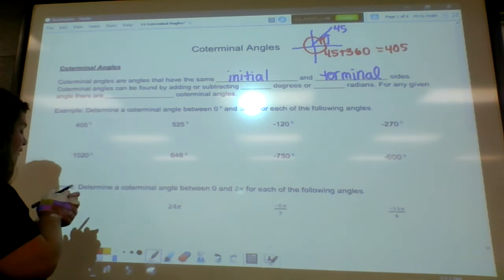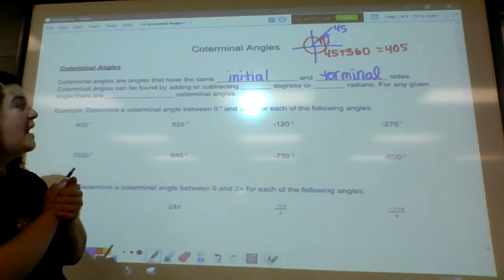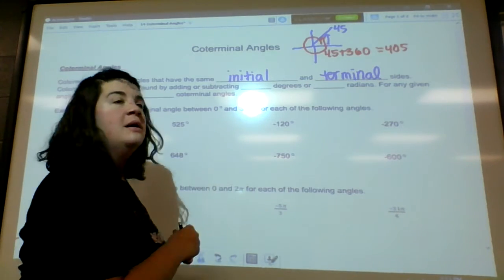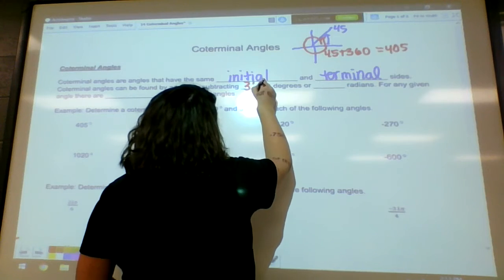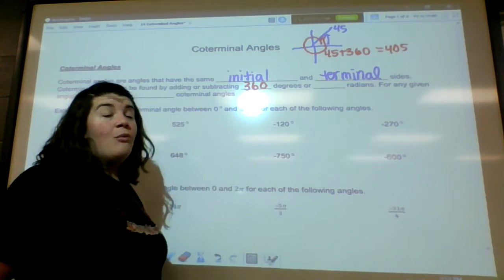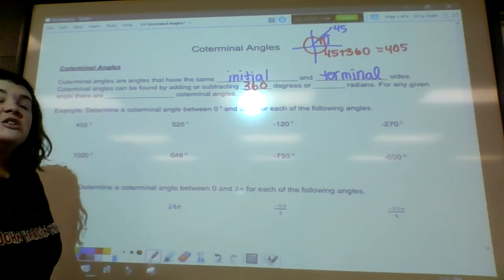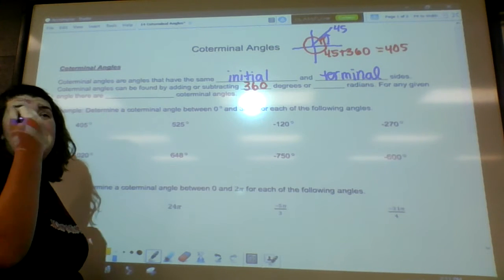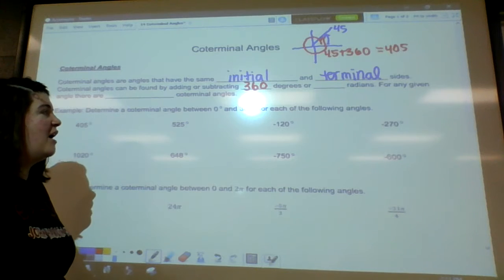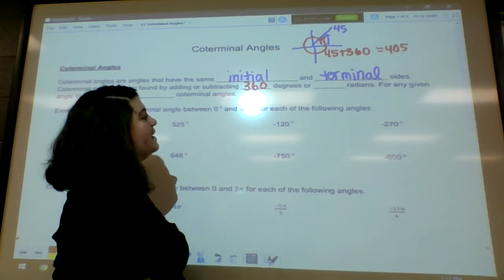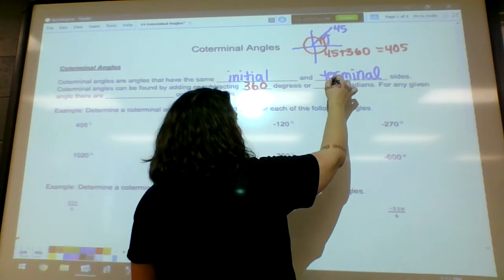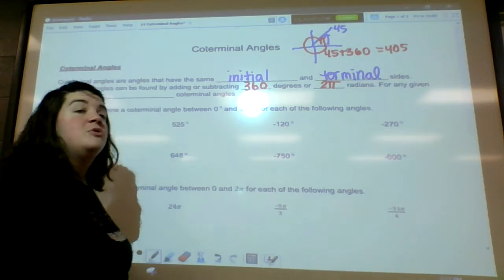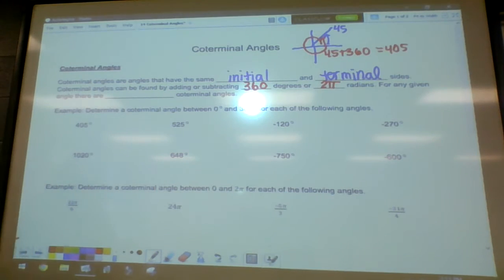So if you're looking for a coterminal angle, you can add or subtract a full circle. And a full circle is how many degrees? 360. You can do that more than once because if it goes around the circle twice before it stops, then you'd have to subtract 360 twice to get back in the right area. If it's in radians, what's the equivalent of 360 in radians? 2 pi. So you can add or subtract 2 pi for your radians.